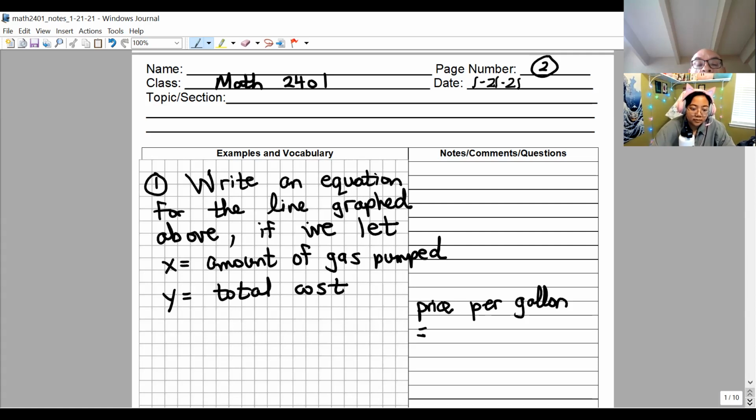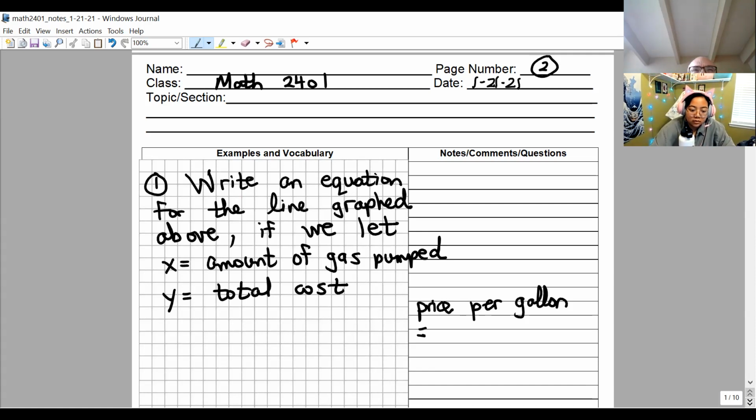Let's see if we can take this line that we graphed, and let's see if we can write an equation for this line. So I want to convert this relation from a set of ordered pairs. I already drew it as a graph. Now let's convert it into an equation, which is another way that we often see relations expressed. Equations with two variables. Of course, there are my two variables: X is the amount of gas pumped and Y is the total cost.